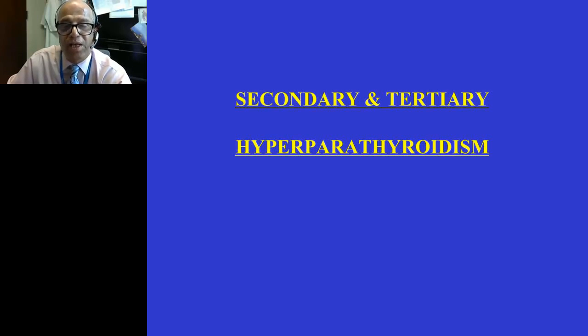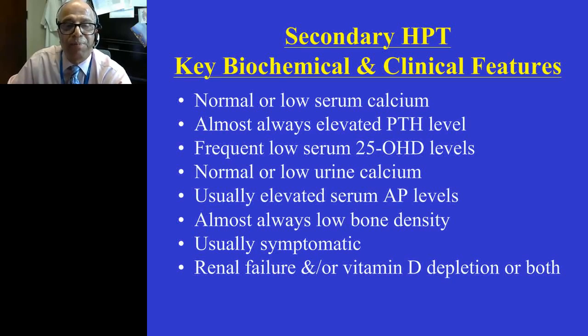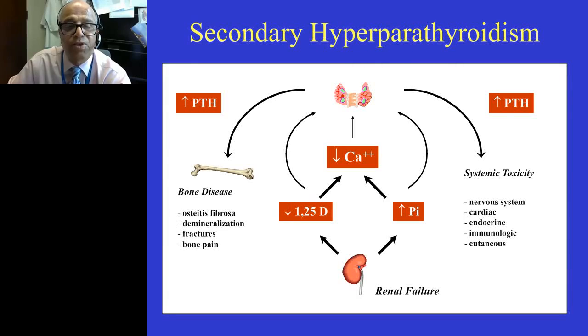Now I'll switch to the secondary and tertiary hyperparathyroidism, where PTH assays have become even more important. The secondary hyperparathyroidism by definition has either normal or low serum calcium. It's almost always elevated PTH, frequently low 25-hydroxyvitamin D, and then all other features that I have listed on this slide. It's usually associated with renal failure and or vitamin D depletion or both, but in the West it is mostly renal failure. Perhaps in the eastern part of the world, it's perhaps vitamin D deficiency.